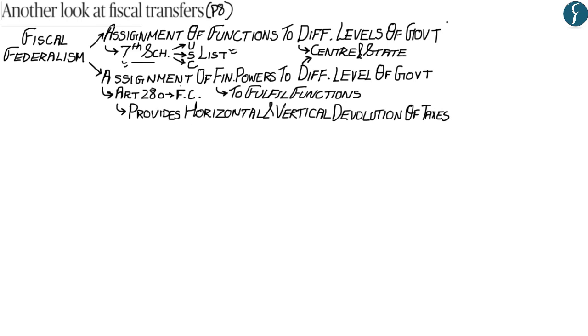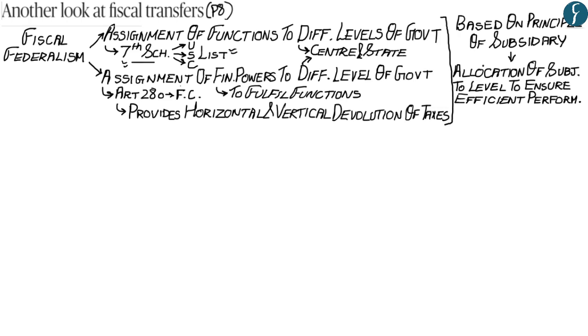Now, both of these aspects of fiscal federalism are based on the principle of subsidiarity. What this principle means is the allocation of subjects to various levels of government so as to ensure their efficient performance. Subjects are allocated to that level of government where they can be performed in the most efficient manner. An example of this is that defense has been allocated to the central government, as the central government would be the most efficient in defending the territorial integrity and the borders of India. Similarly, public order has been allocated to the state government, whereby it has been assumed that the state governments would be the most efficient in providing public order.